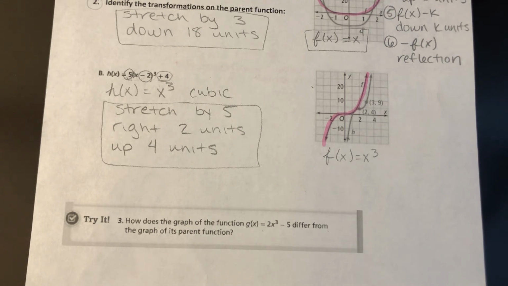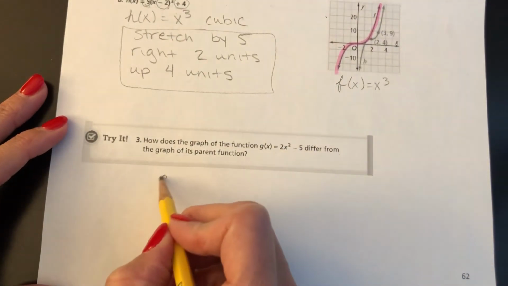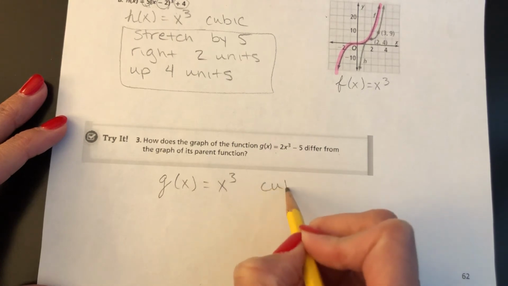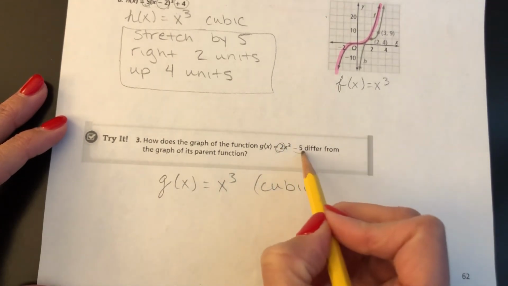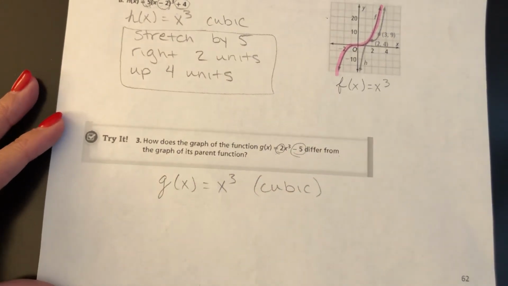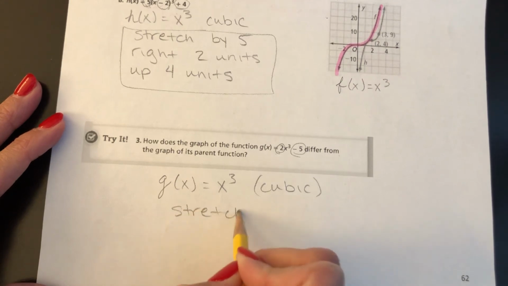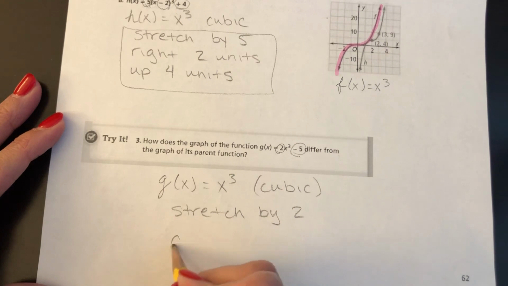So how does the graph of the function g of x equals 2x to the third minus 5 differ from its parent function? So first of all, I'm going to determine my parent function, which is this x to the third. That's the cubic function. So I want to see, what is that 2 do to the graph? What is that 5 do to the graph? So the 2 makes it a stretch by 2, and then it's going to go down 5.